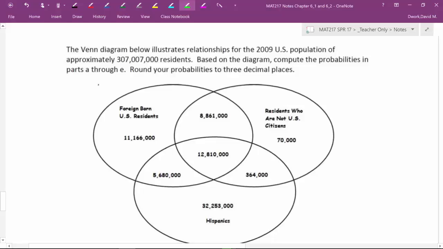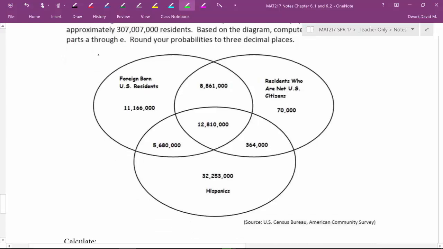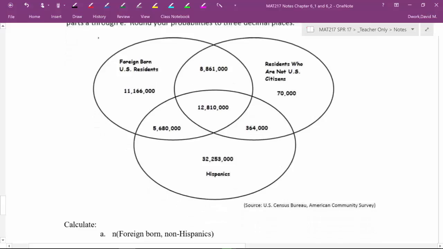Now, the next one here are residents who are not U.S. citizens. But just because you're a resident and you live here does not mean you are a citizen. There's all sorts of ways you can come to this country and live here but not be a citizen but be a resident. Okay, then last but not least, Hispanics. All right. Now, please don't start. This is from the U.S. Census Bureau. Okay, they're not made up numbers. These are real, the real deal. Okay, now here we go.